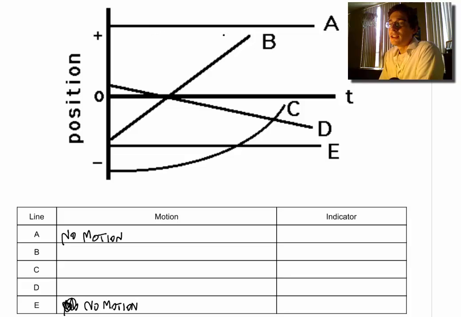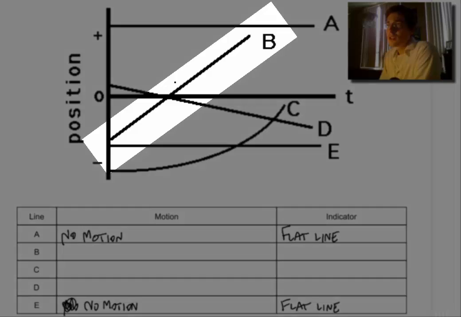It's got a flat line, and that is your indicator. There is a 0 slope or a flat line. No slope. Flat line. So there is no movement with object A or E, but their positions are different from one another. They are different objects. Line B, right here in the middle, we have a very steep slope.